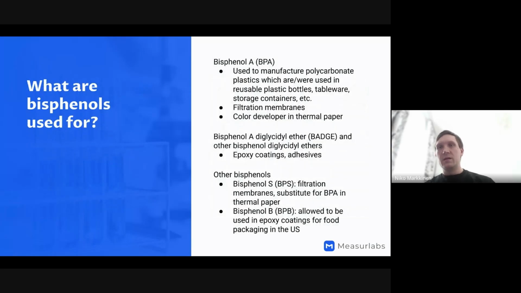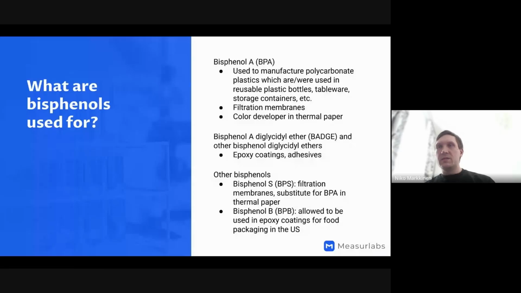So just a quick review of what they have been used for. I think the only lesson here is that, maybe not for this particular audience, but in the wider public, there's an idea that bisphenol A is used as a plasticizer, which it is not. I think it's because it's considered an endocrine disruption molecule, and people associate those with plasticizers. In any case, bisphenol A has been used in manufacturing of the so-called polycarbonate plastics, but also filtration membranes, and it was previously also used as a color developer in thermal paper. BPA is used in manufacturing of so-called epoxy monomers, which are then used in epoxy coatings and epoxy-based adhesives.